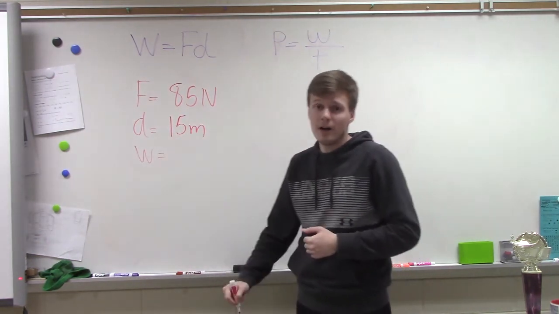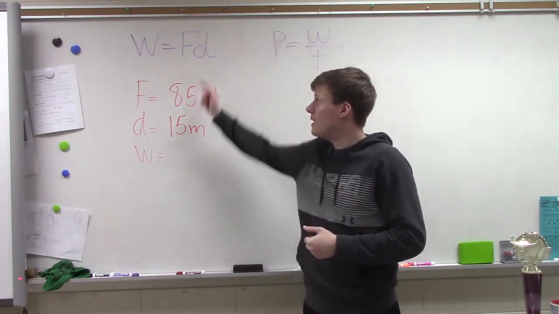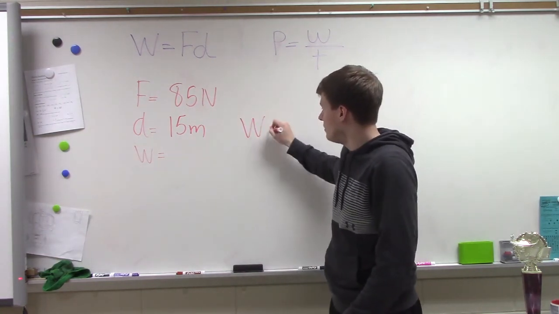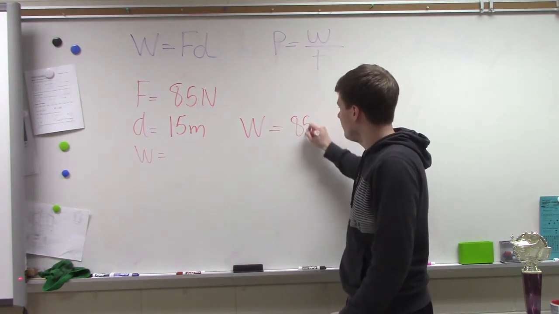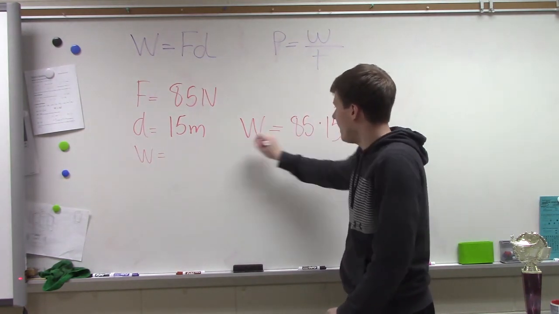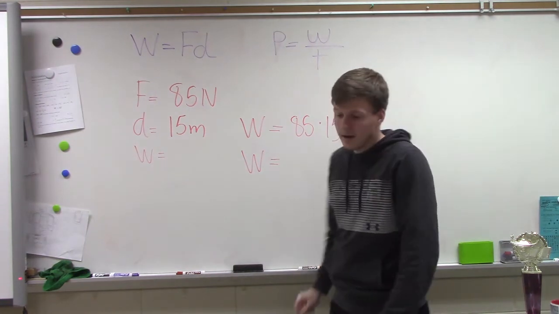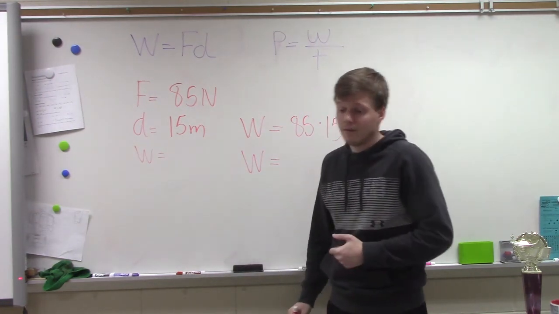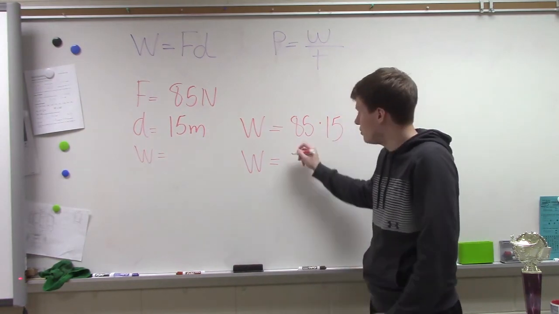Once we have defined our variables, all we have to do is plug into the work equation. Work equals force times distance. So all you have to do is W equals 85 multiplied by 15. If we plug that into a calculator, feel free to pause the video and make sure that you got the right answer there.